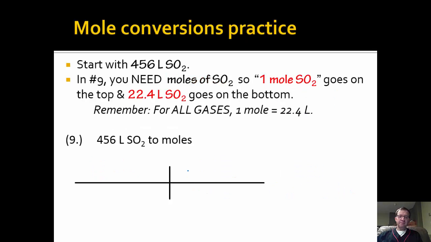Let's look at another one. We've got number 9 here. This is 456 liters of sulfur dioxide. So again, we're going to start with 456 liters as my given and put that in the top left corner. And again, as the instructions say here, you need to get to moles of SO2. So in order to put moles in the final answer, we want to put moles on the top. In this case, 1 mole of SO2 is equal to that same 22.4 liters we used in the last problem.